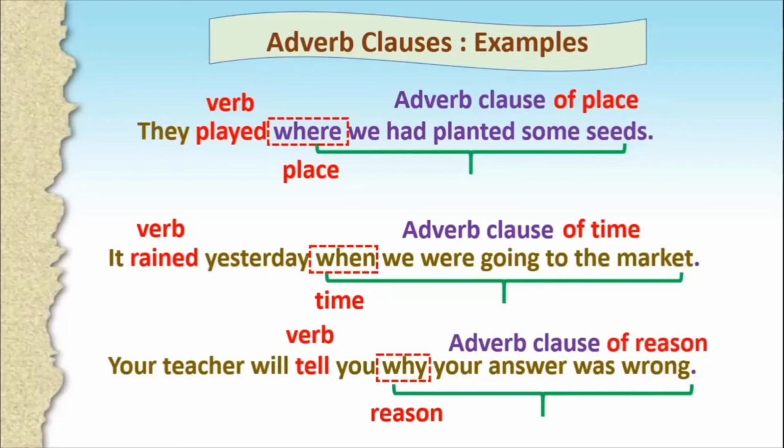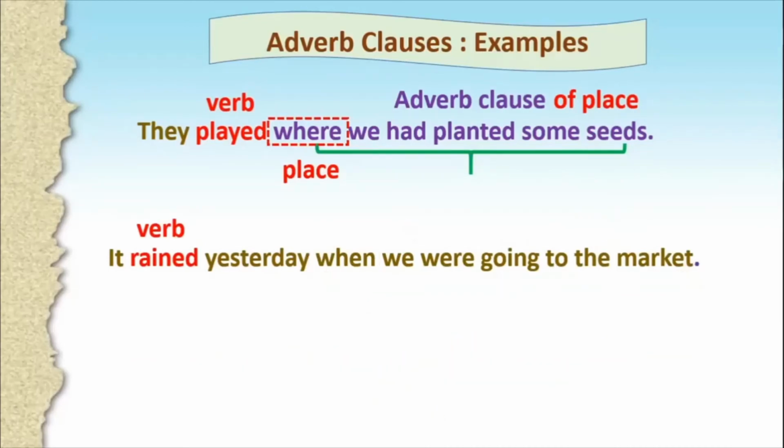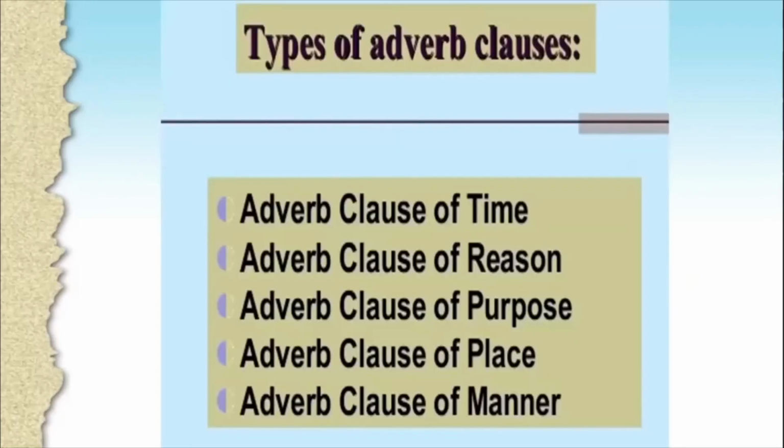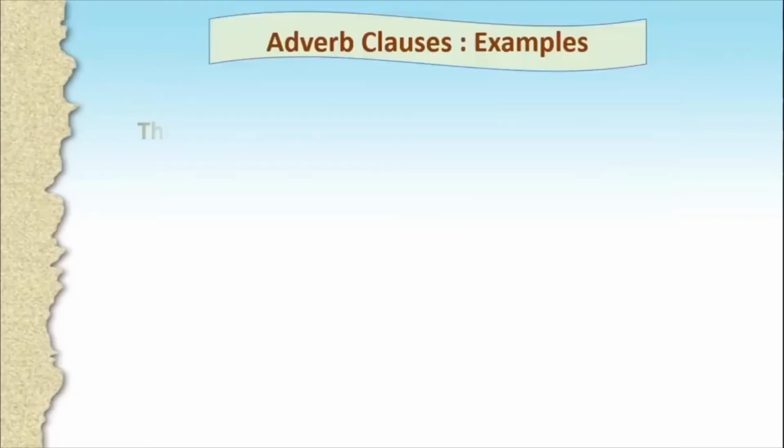So see children, out of the 5 kinds of adverb clauses that we talked about, 3 we have seen: adverb clause of place, adverb clause of time and adverb clause of reason. So let me give you a small assignment at this point. The remaining 2 types, time we saw here, reason we saw here, and place we saw. So the remaining are the adverb clause of purpose and adverb clause of manner. Try to find out one example at least for each. So this is your assignment as far as adverb clauses are concerned.